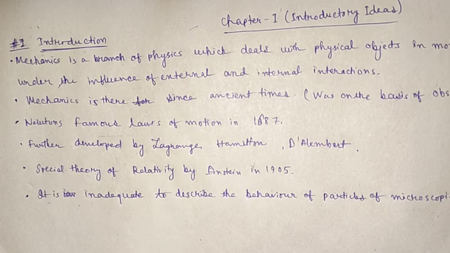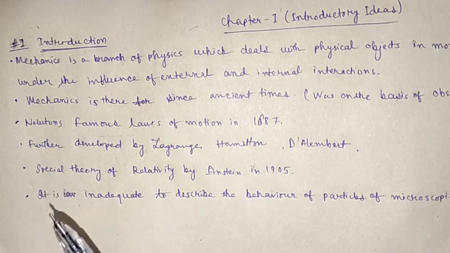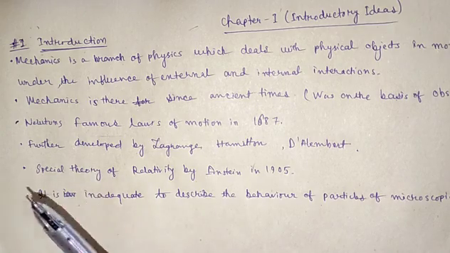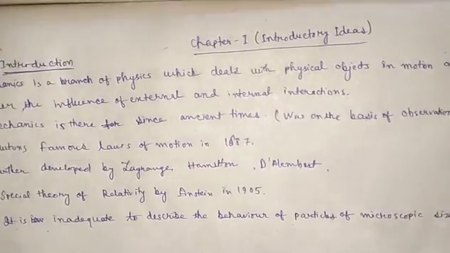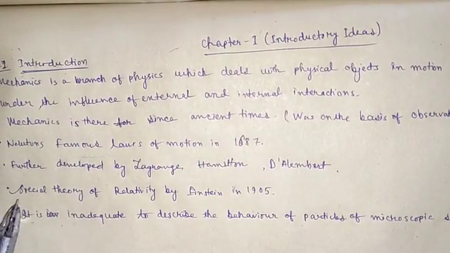The other shortcoming of classical mechanics was that it was inadequate to describe the behavior of particles of microscopic size, because many of the results of classical mechanics, such as the motion of particles and their equations, were not valid when we look at the results of the quantum world. So that was the second shortcoming.